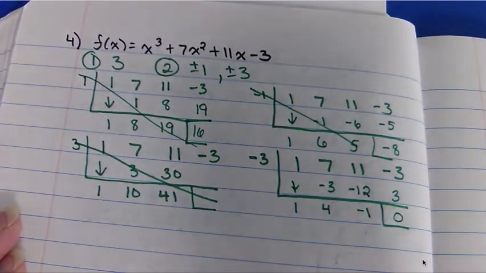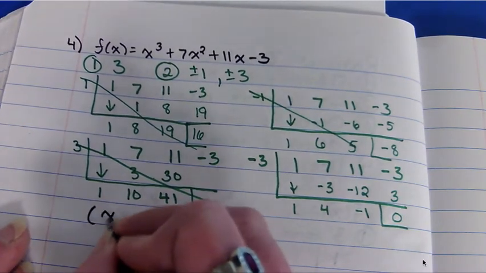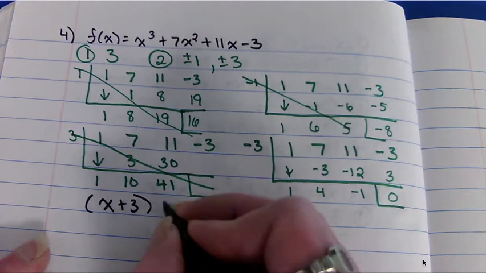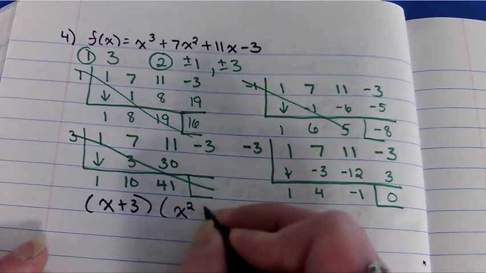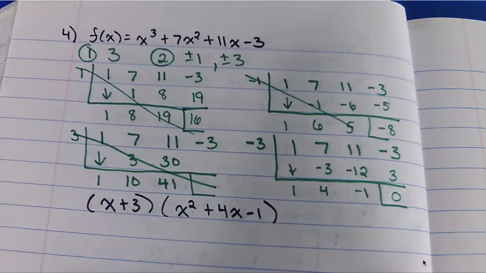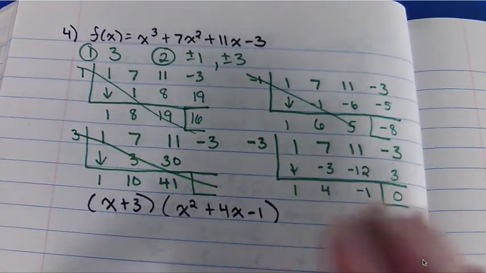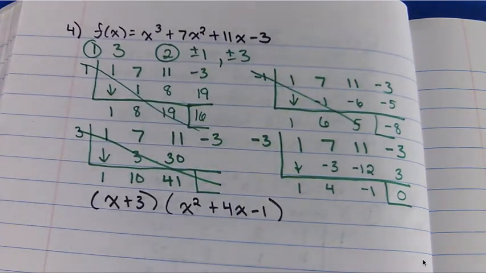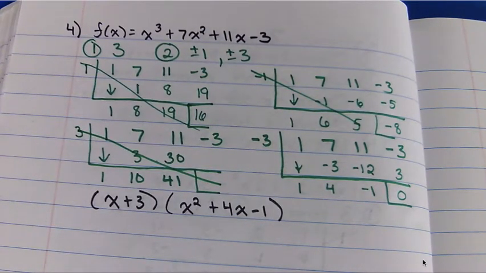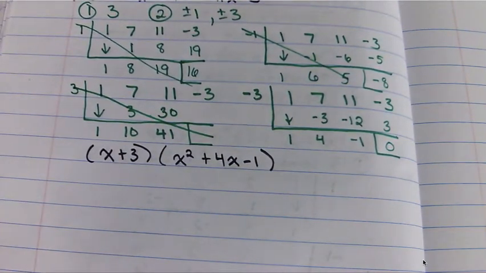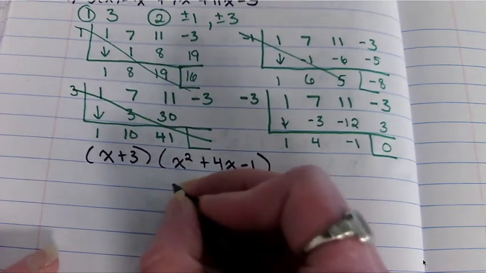So this means my factors are x plus 3, because that would give me a solution of negative 3, and x squared plus 4x minus 1. Now, since I've tested all the other rational zeros, I know this will not factor. The only way I'm going to be able to solve that or find the zero that goes with it is by using the quadratic formula.